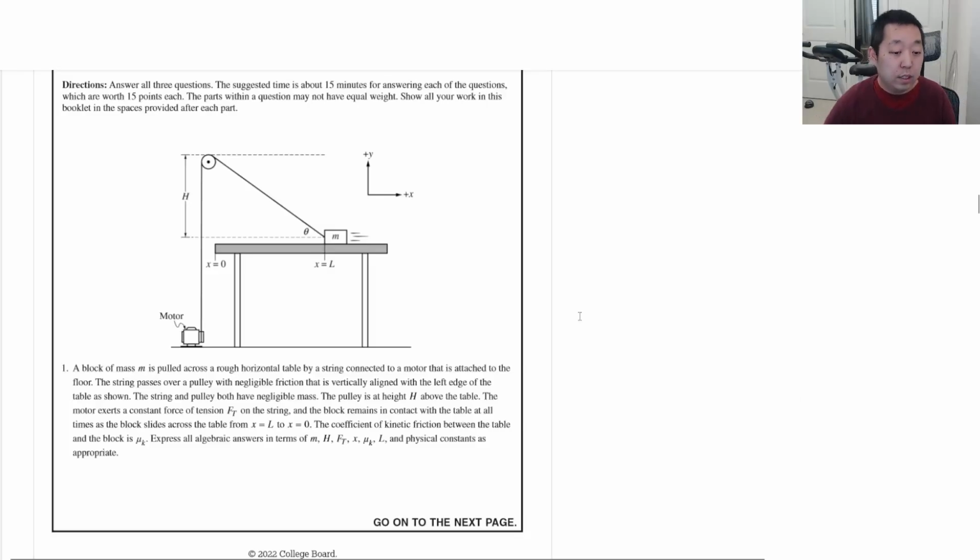All right, so here's the 2022 set 1 of the mechanics set. Lately, the last couple of years, they've been doing 2 sets. So this is set 1, and set 2 is in a different video. These are the AP Physics C mechanics set 1 free response questions from 2022.